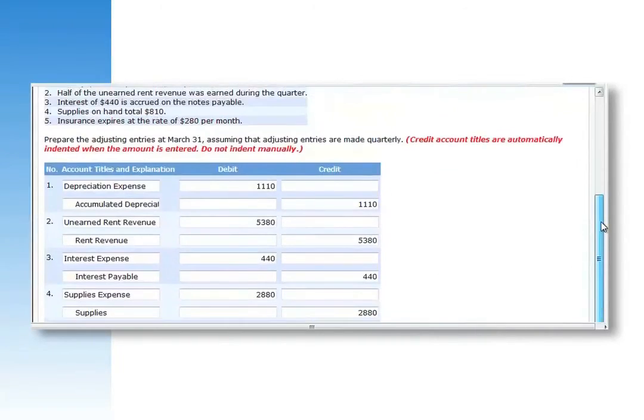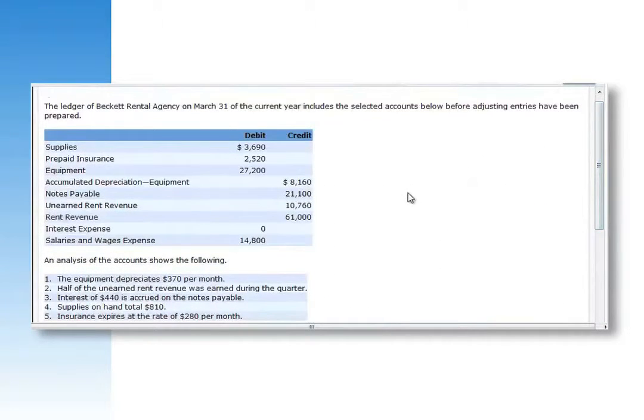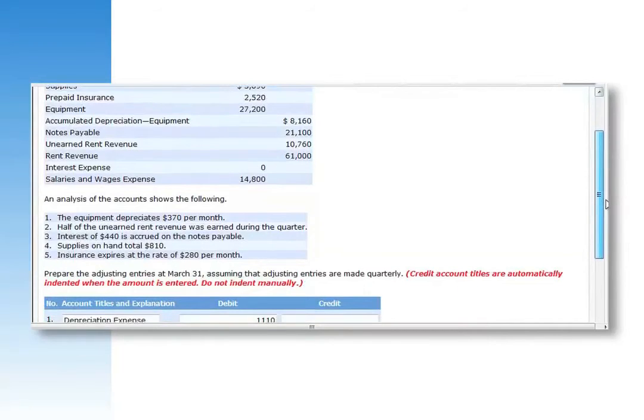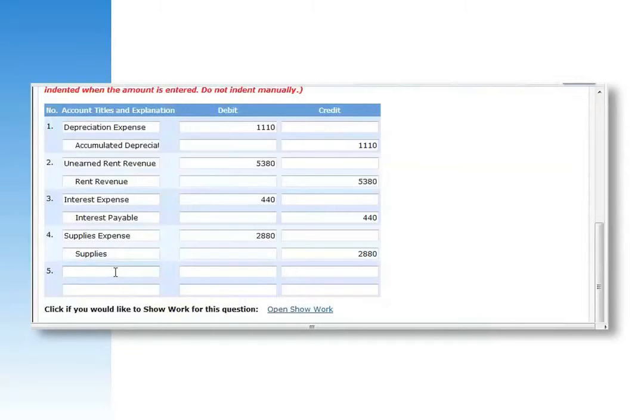Finally, our last adjustment relates to insurance. We're told that insurance expires at a rate of $280 a month. Beckett has a balance in their prepaid insurance account of $2,520. And so to reflect the fact that part of that prepaid insurance has been used up, we will debit insurance expense. And we will credit prepaid insurance. And the amount would be 3 months worth, so that would be $840.